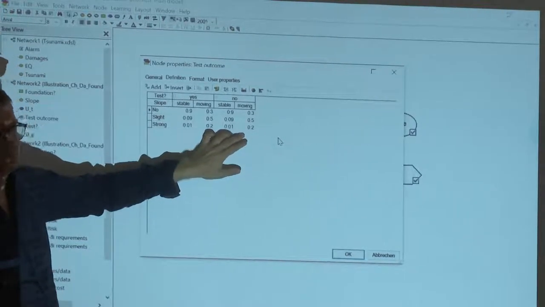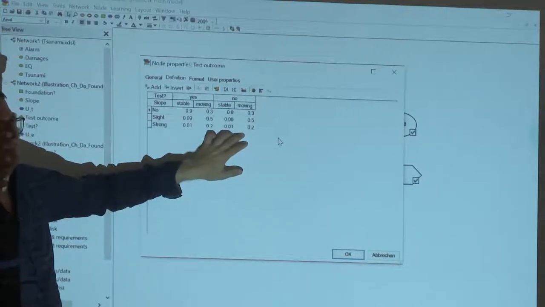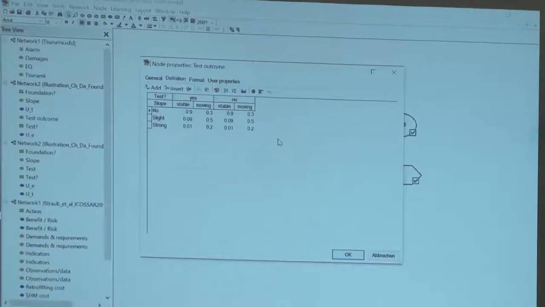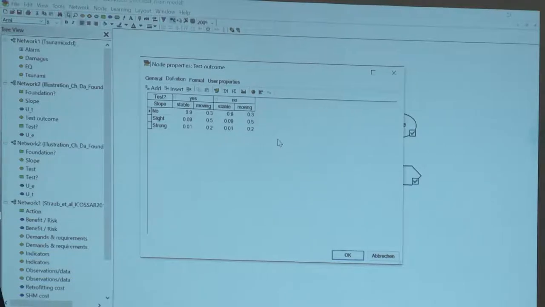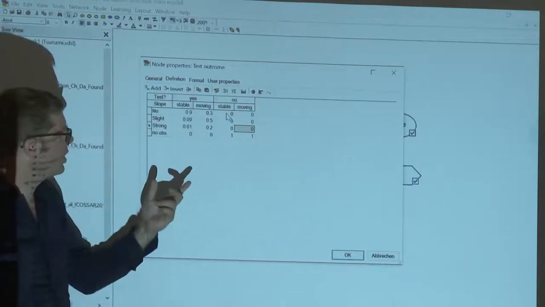Uniform? Well, it sounds at first reasonable, but I'm afraid no. Actually, when you don't do a test, what do you observe? You observe nothing. So we have to actually add a state that says no observation. And in case that I don't do a test, this is what I'm going to observe with probability 1. So that's kind of a trick. This is how I include that.